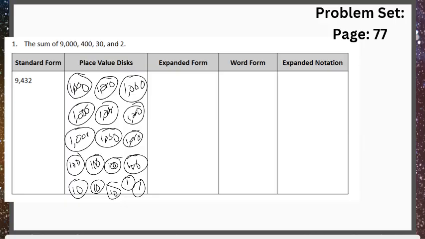Now, let's write our number in expanded form. Notice that our table is not very wide, so you might have to write it and make more than one line. So I have 9,000 plus 400 plus 30 plus 2. Good. Now let's write it in word form.